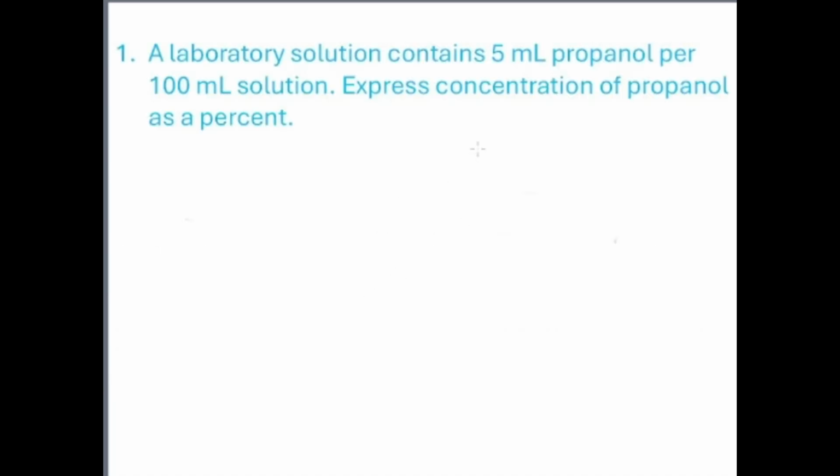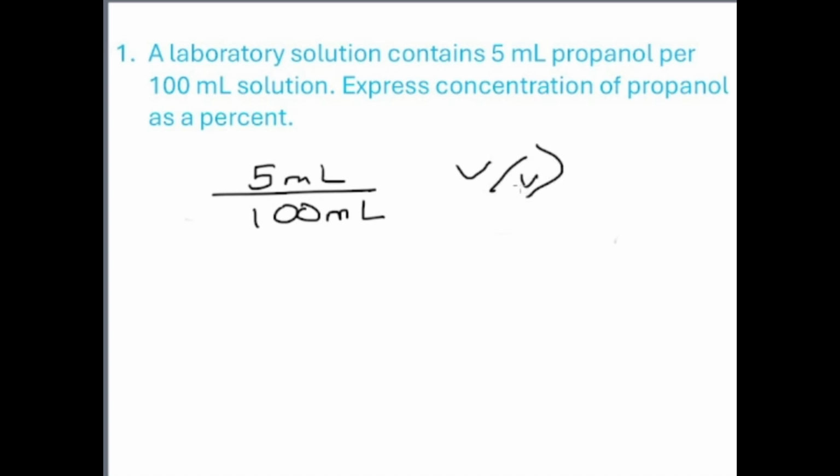So the first one is a laboratory solution contains 5 mils of propanol per 100 mils of solution. This is pretty simple because what we have is 5 mils of propanol per 100 mils. You'll notice that this is a V over V solution, volume over volume, and by definition 5 mils out of 100 mils is simply 5%. So by definition, this first one is a 5% solution of propanol. All right, that was the first problem.